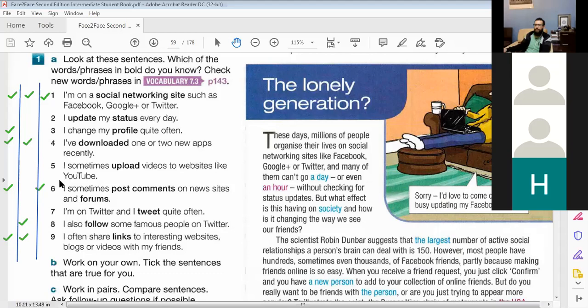Okay. So you've got kind of different habits. Maybe the things that most of you do is most of you have downloaded something recently. All of you are on social media. 2 of you share links, and only 1 of you is on Twitter. Interesting.